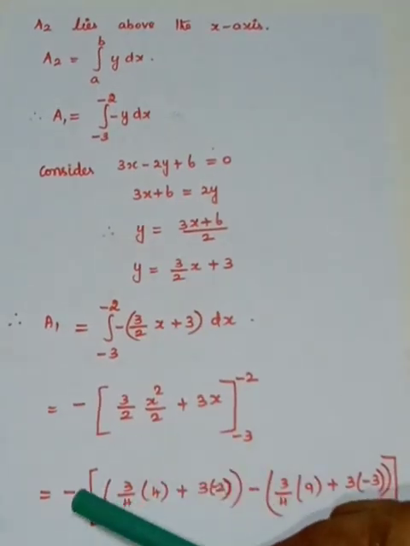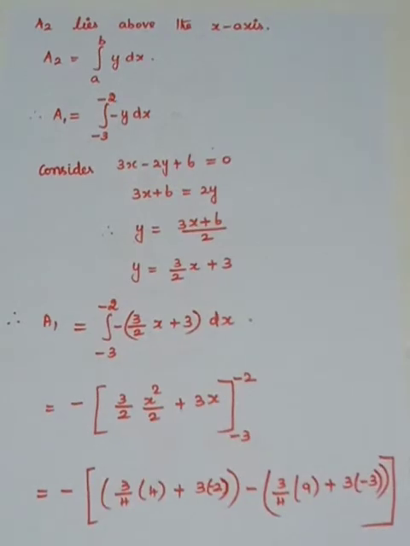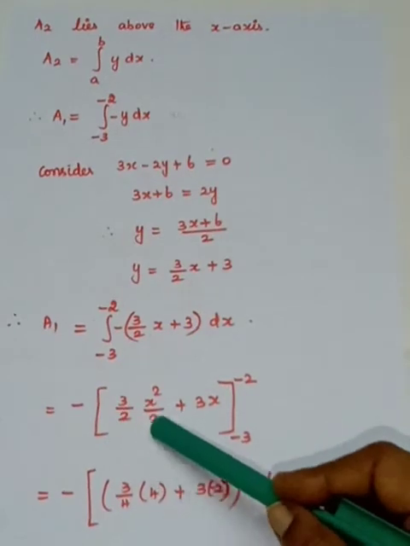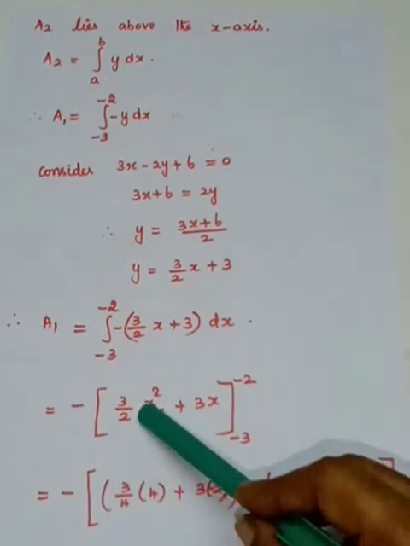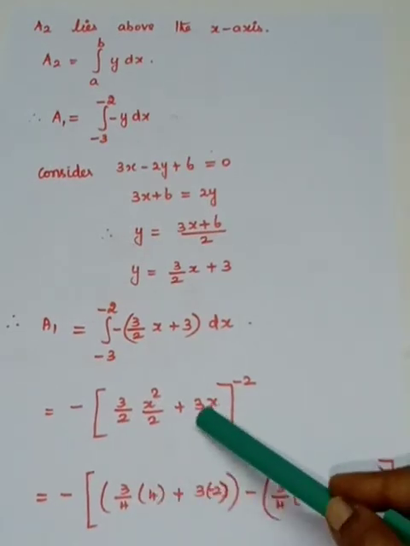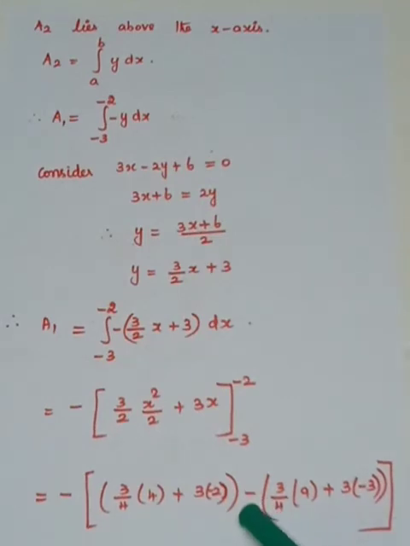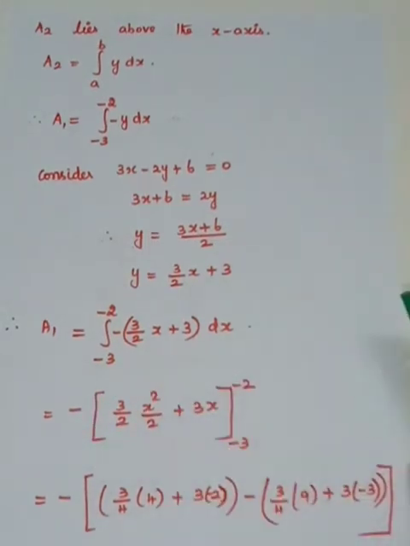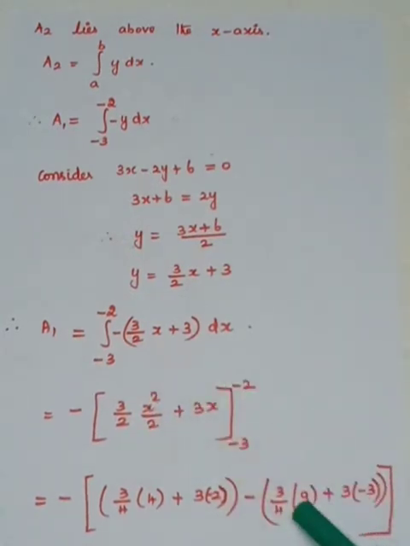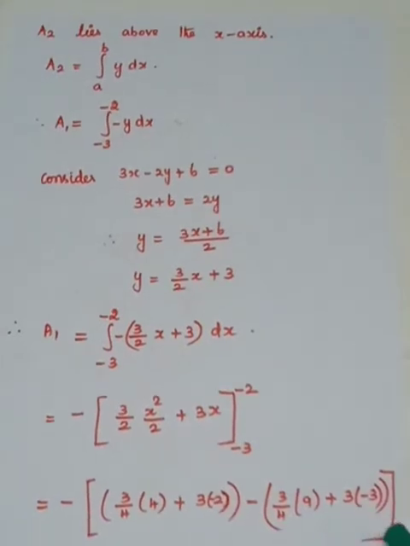You see that the minus is in the front, so for the minus you are opening the bracket and you are going to apply the upper limit. So it is 3 by 2, 2 2s are 4, so 3 by 4. In the place of x, if you substitute minus 2, the whole squared is 4, plus 3 into minus 2. So the upper limit is over. Next you have to write the minus. Then you have to apply the lower limit. So in the place of x, you substitute minus 3, the whole square, that is 9, into 3 by 2, 2 2s are 4, plus 3 into minus 3.